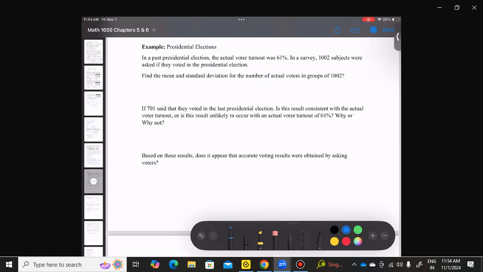So now let's look at another example. This one deals with presidential elections. In a past presidential election, the actual voter turnout was 61%. Afterwards they surveyed 1,002 subjects to see if they voted in the election. Find the mean and standard deviation for the number of actual voters in the groups of 1,002.